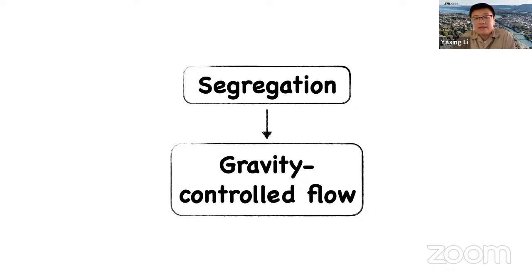So for these two cases, I want to show you that segregation is very common in such systems. And because of segregation, it will lead to very surprising flow structures. In this typical case, it has gravity-controlled flow. So it's very crucial to understand segregation phenomena.